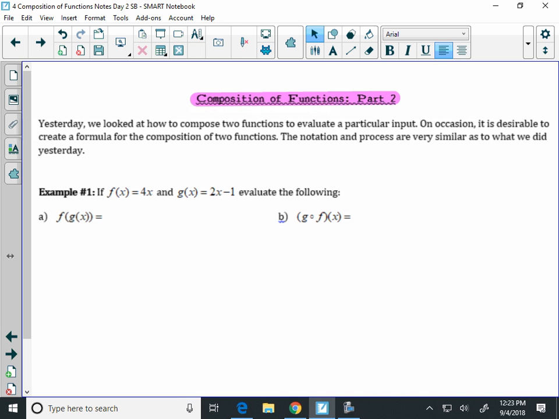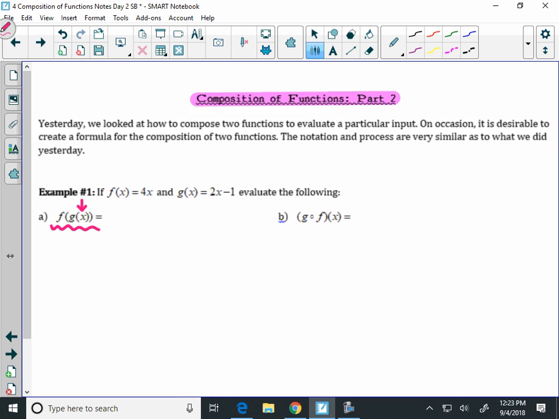So let's see. We have composition of functions part 2. The other day, just like on the whiteboard, we did f of g of 2, or f of g of a number. Today, things are going to look a little bit different. We still have two functions, f and g, but here we have f of g of x. So this time, we don't have a number. We're actually going to be composing two entire functions. That means our answer is going to have the letter x in it.